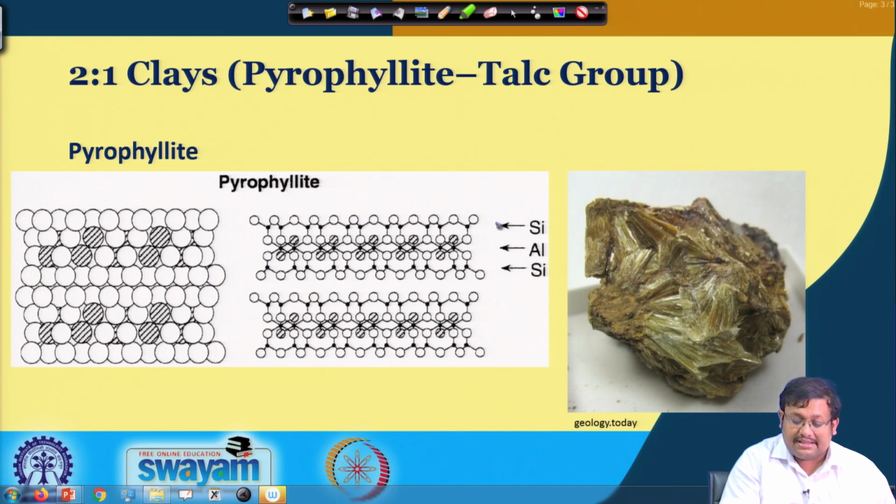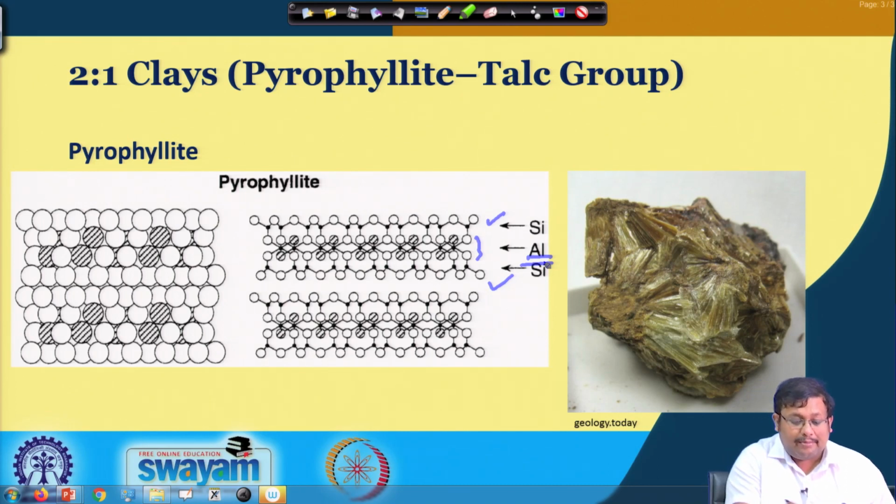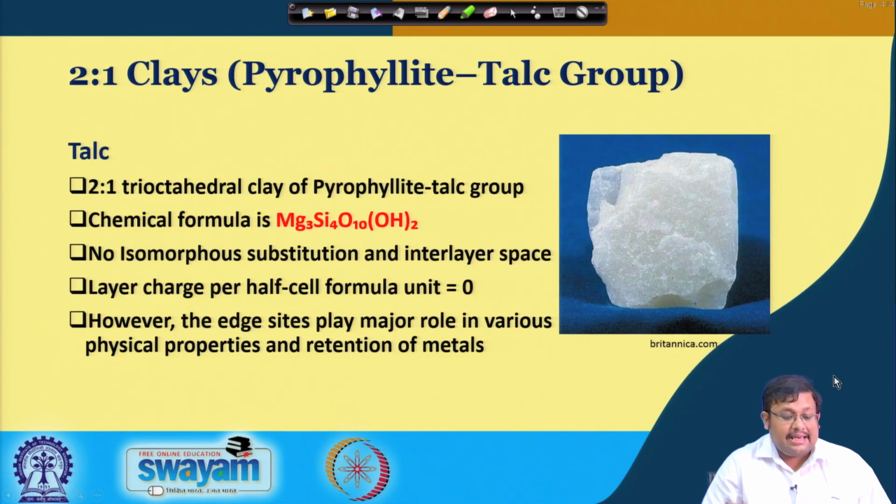If we move ahead and see the structure of pyrophyllite, it becomes clearer that this is a 2:1 type of structure as we have discussed: 2 silica tetrahedral sheets and 1 octahedral sheet sandwiched in between them. It is a dioctahedral structure because aluminum is present. As you can see, the interlayer space between the 2 layers is almost 0. This is the structure of pyrophyllite, and this is the actual pyrophyllite mineral.